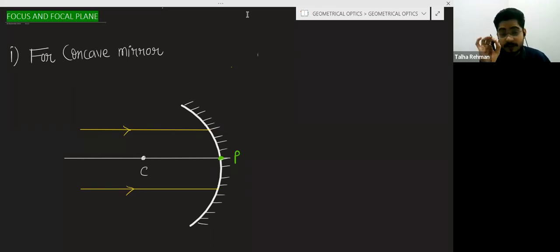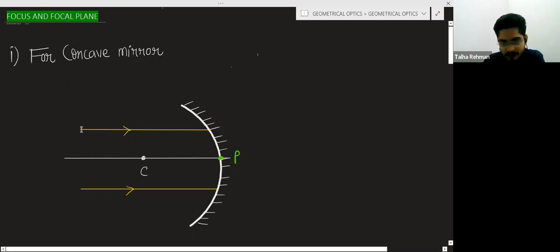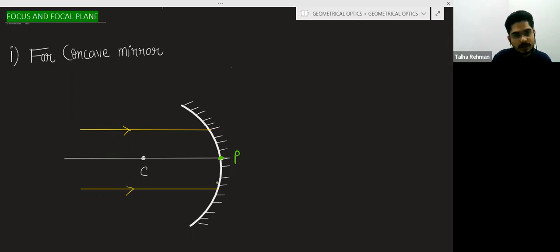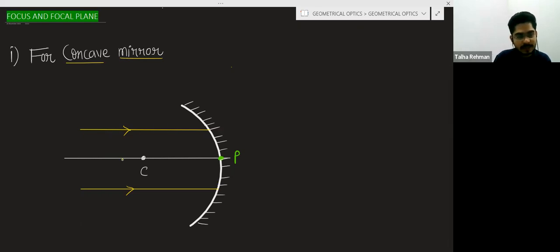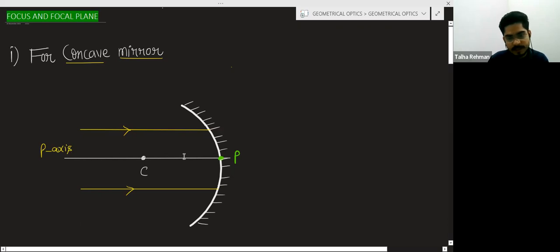Okay, now listen. This is a very important point. See, this is the first ray of light, and this is a concave mirror. This first ray of light is parallel to the principal axis. This is the principal axis, this is the center of curvature, this is the pole, and this is the first ray of light.